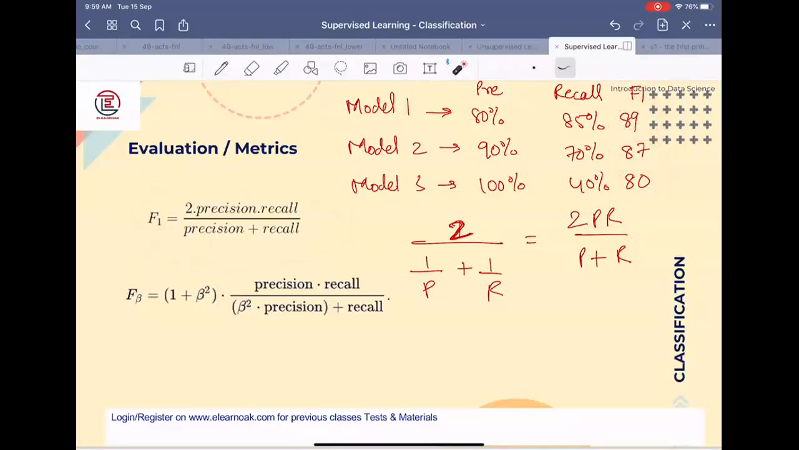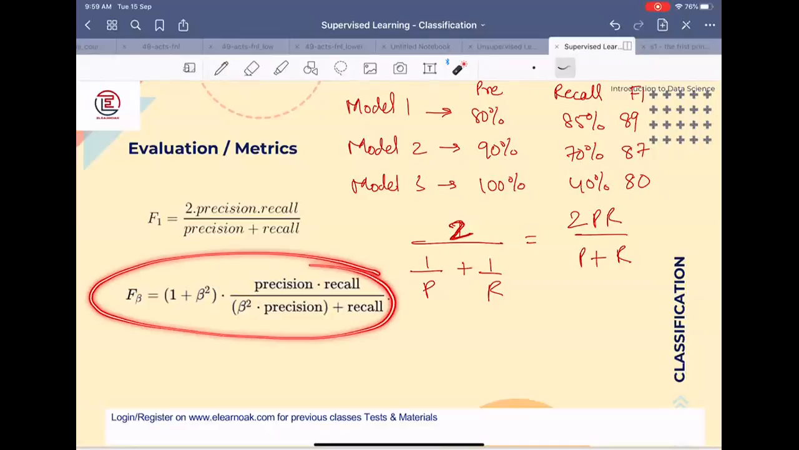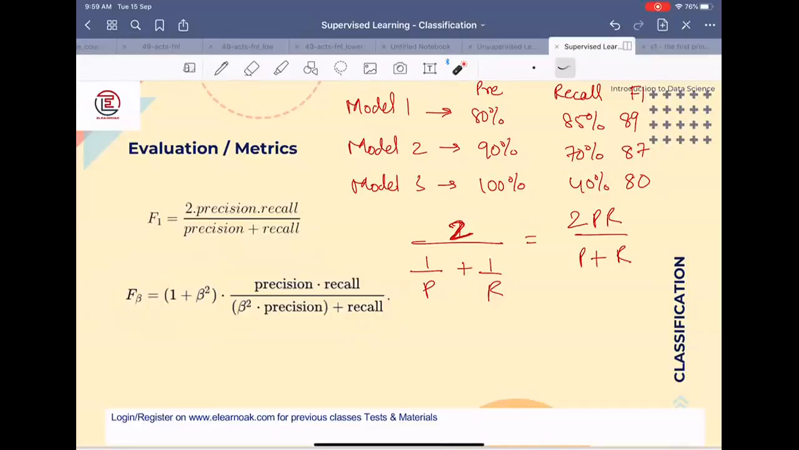But the thing is, the F1 score equally divides priority between precision and recall. It gives equal priority to precision and equal priority to recall. Sometimes we want to give more priority to precision and less priority to recall. In that case, we use a formula called the F beta score. F beta score is given by 1 plus beta square multiplied by precision times recall divided by beta square times precision plus recall.